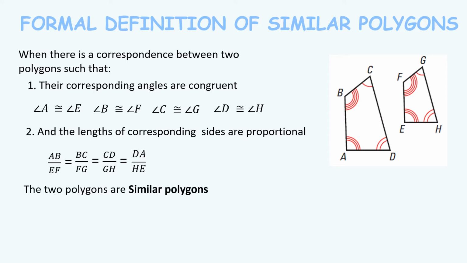And then, if these two things happen, if the corresponding angles are congruent and the lengths of corresponding sides are proportional, or in other words equal ratios, then the two polygons are similar polygons. And we can say that the quadrilateral ABCD is similar to the quadrilateral EFGH. And here we have the symbol that is read "similar to". So by looking at the symbol, ABCD is similar to EFGH.